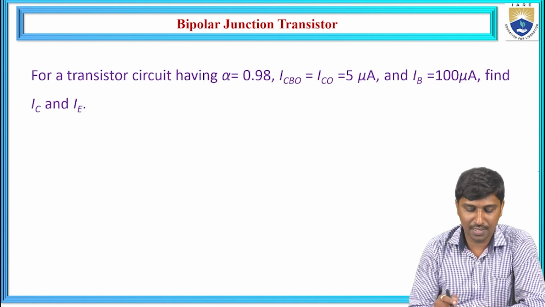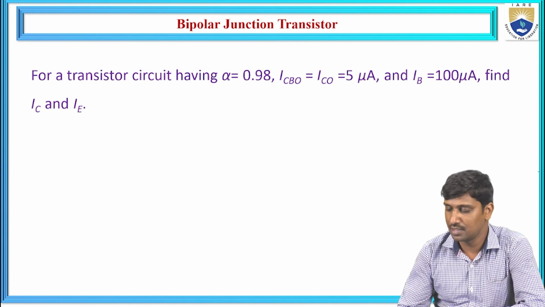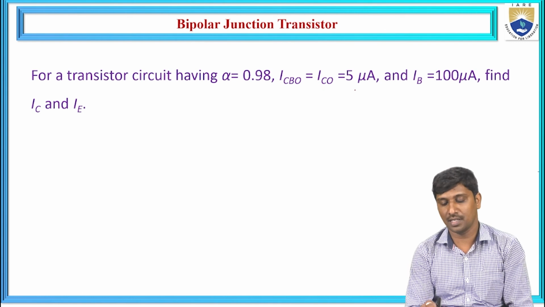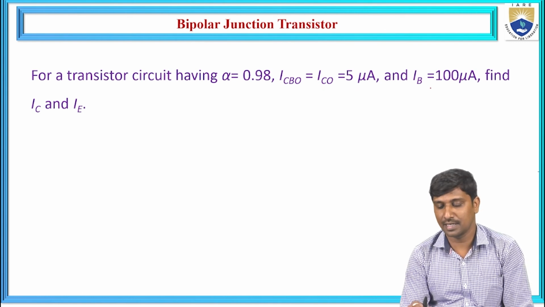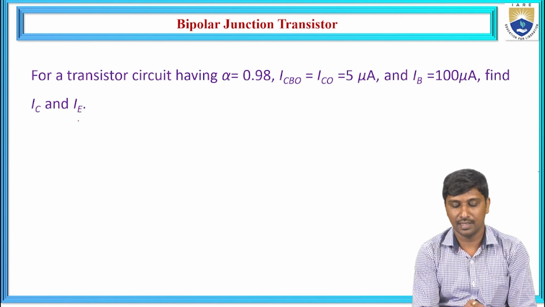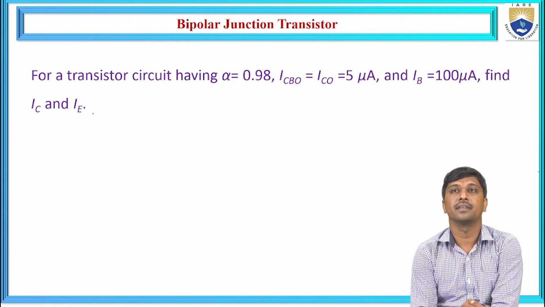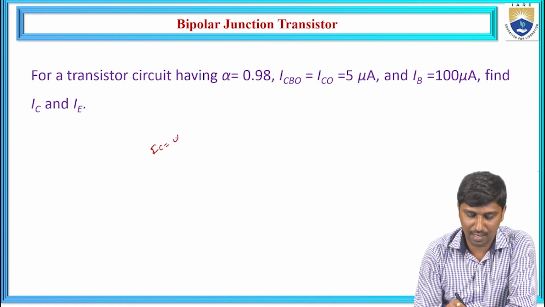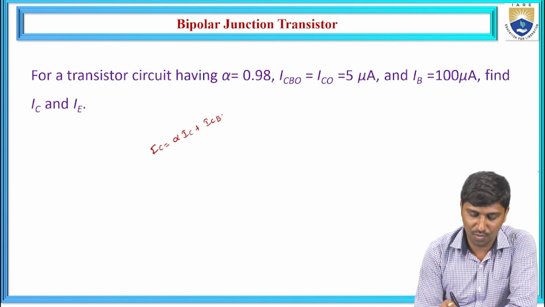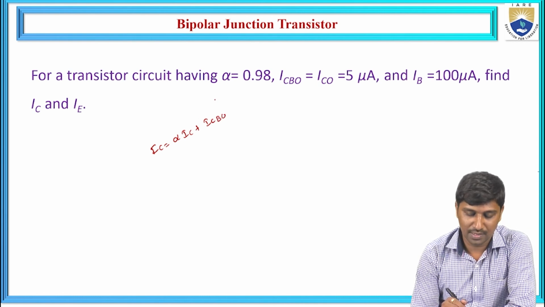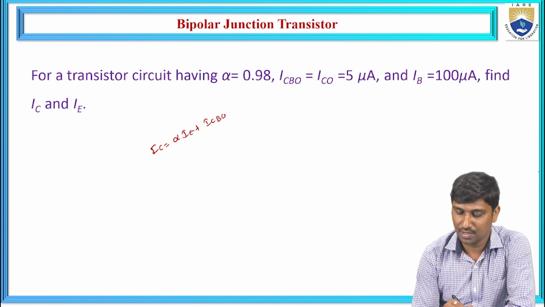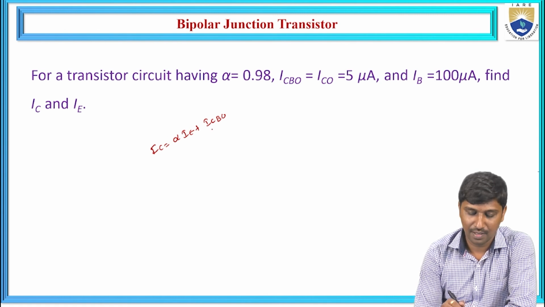Now, another question: for a transistor circuit having alpha is 0.98 and reverse saturation current ICBO, or IC naught, is 5 microamperes and the base current is 100 microamperes, find the collector current and emitter current. So we know that generally here IC is represented as alpha times of IE plus ICBO.